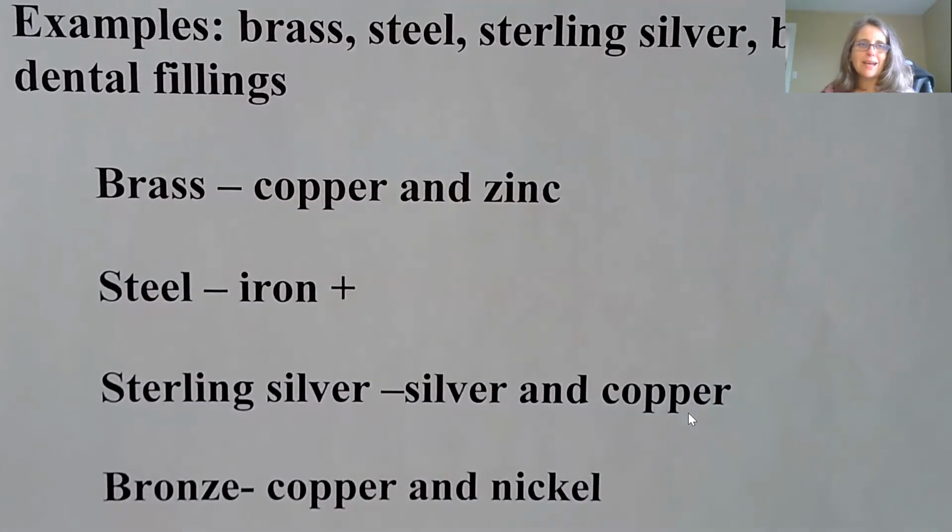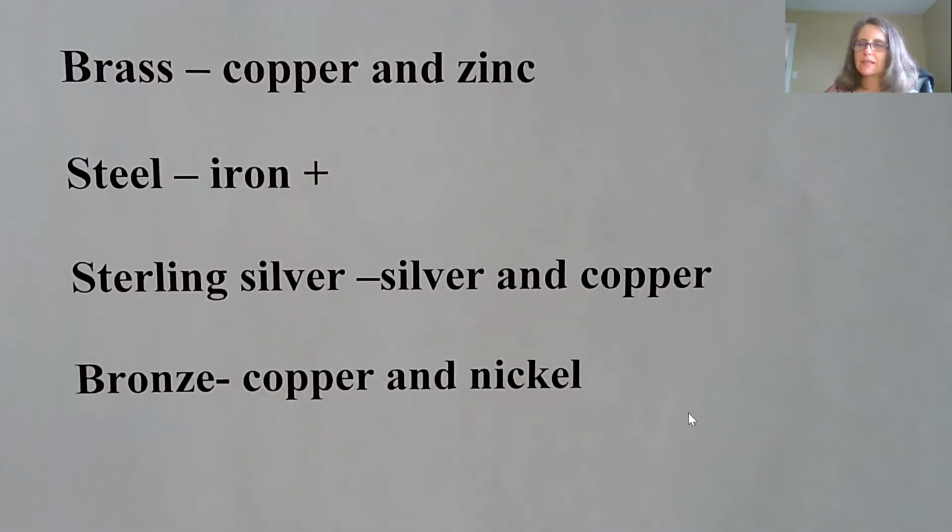So what makes up brass? Well, again, this is not something that we talk about, but brass is a mixture of copper and zinc. And by the way, it happens to be a substitutional alloy. Steel is iron plus something else. It depends upon the kind of steel. Sterling silver is silver and copper. Bronze is copper and nickel.